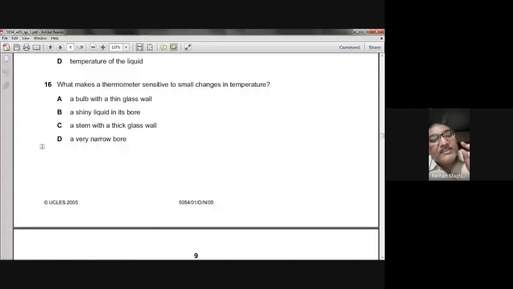Okay, the next question is what makes a thermometer sensitive to small changes in the temperature? If you want to make a thermometer more sensitive, you can do a few things. One, the radius of the bore of the capillary should become smaller, or in other words, the diameter should become smaller. It should be a narrow bore. Another thing you can do, you can use a liquid which expands more, or you can use a larger bulb and put more liquid in it. So these are the three things you can do to make a thermometer more sensitive.